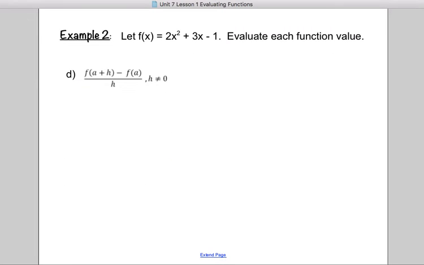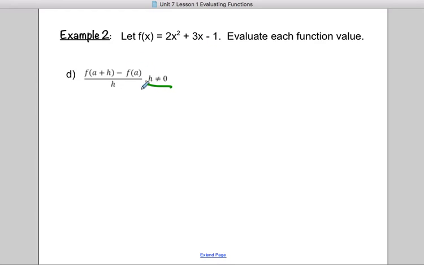Okay, we are evaluating, and actually this is the same function from before, f of a plus h minus f of a all over h. And it's telling me h can't equal 0. Why can't h equal 0? Because you can't have 0 in the denominator. If you have 0 in your denominator, it is an undefined value. If you take any number divided by 0, you just cannot do it.